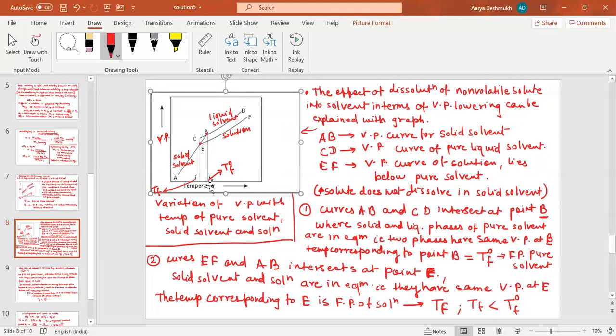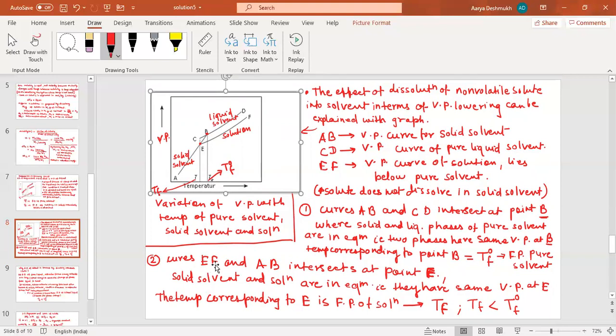We have seen this. This is T naught F, meaning at point B, this is the freezing point. Means when the solid and liquid phases are in equilibrium at that temperature, that will be the freezing point of that pure solvent.